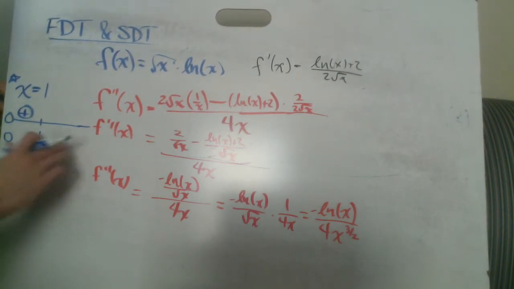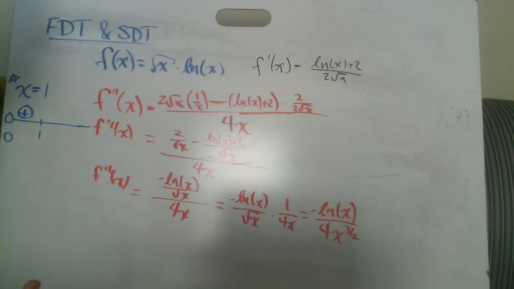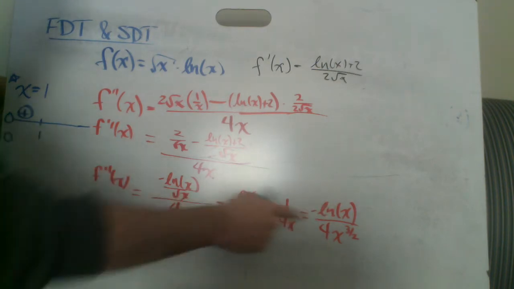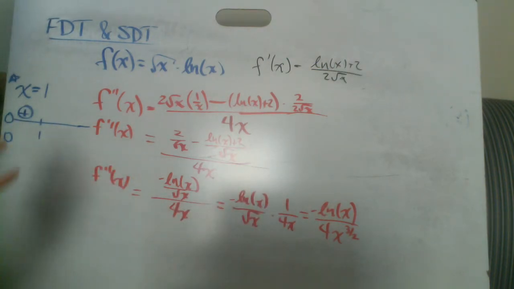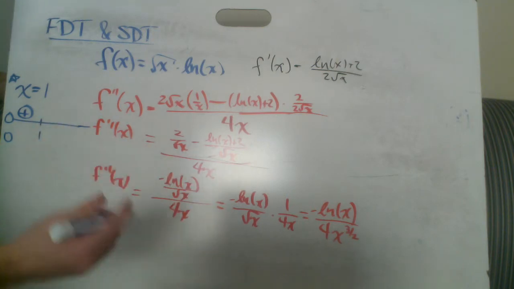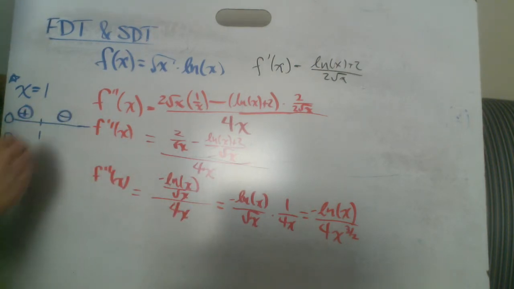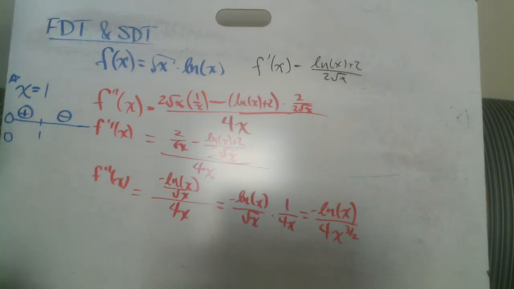If x is bigger than 1, let's say x is e, for instance. Natural log of e is 1. That's negative 1 as my numerator. My denominator is always positive. This is going to be negative. So the only point at which my second derivative changes sign is the point x equals 1. This means x equals 1 is a point of inflection on my graph.